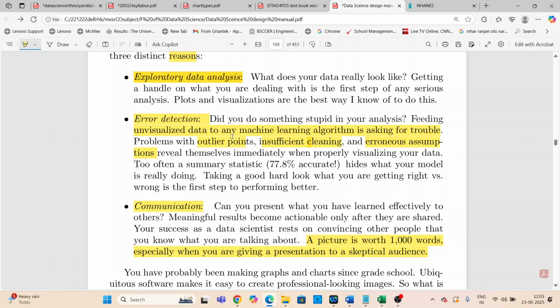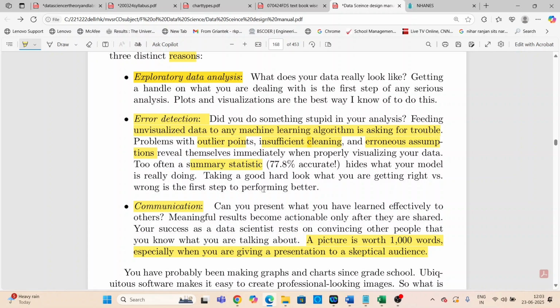So what is the meaning of error detection? If there are any outliers, if there is some cleaning yet to be done, if there are assumptions which are wrong, all that can be captured with the help of visualized data and summary statistics.